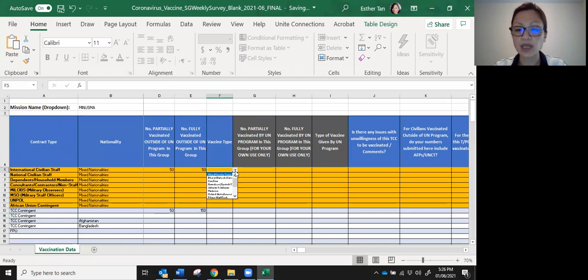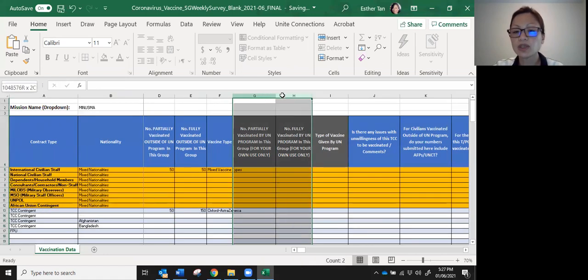Vaccine type you can choose, again, is a drop down. You can also put mixed vaccine type for these, especially on top here. Maybe for a lot of them you don't know, they're not using a single vaccine type. You can put mixed vaccine type, but for your contingents, I think that they would mainly be a uniform type of vaccine.